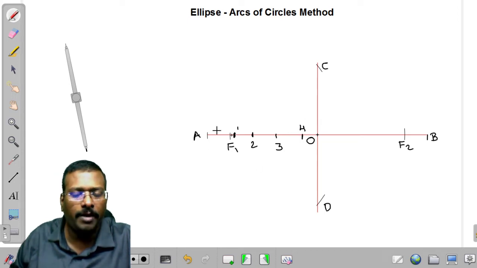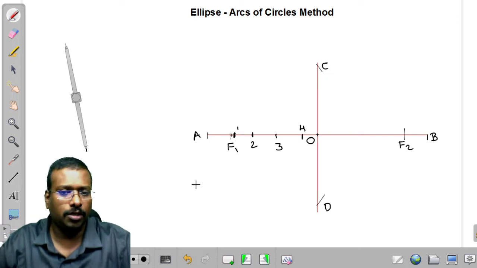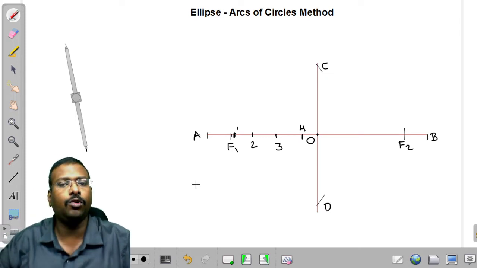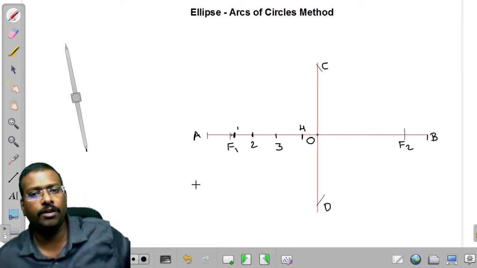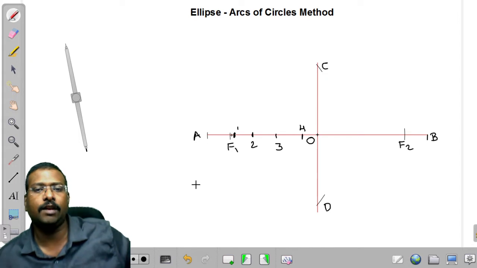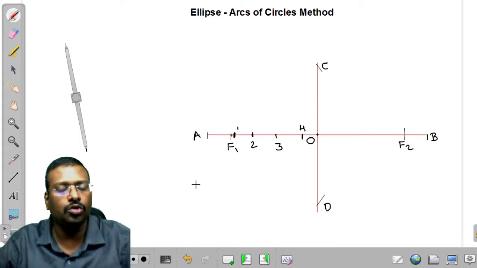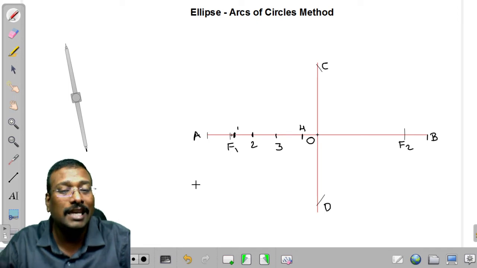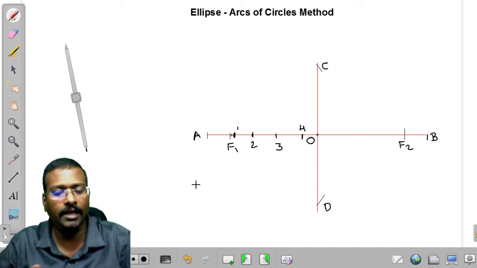If you observe my numbering, the points are not equally spaced. First one is very close. Second one, the gap is increased. Third, the gap between 2 and 3 is greater than 1 to 2. Fourth, the 3 4 gap is greater than 2 3. So we are just increasing the length. If you do like that, you can get a neat curve.